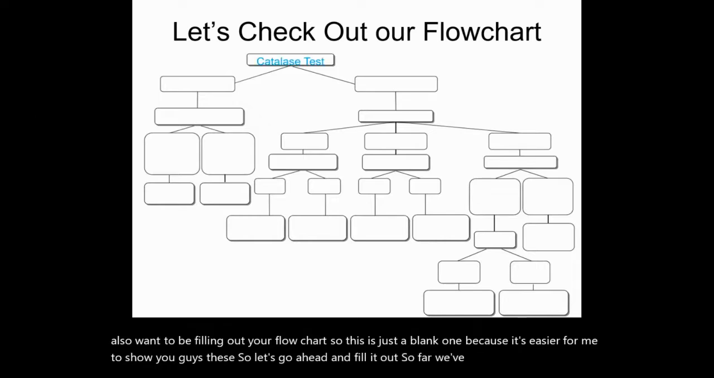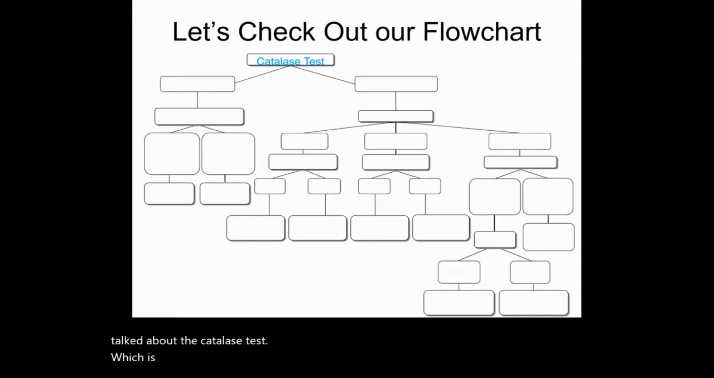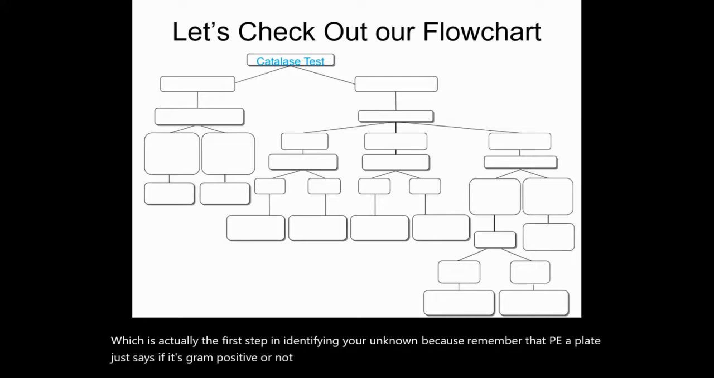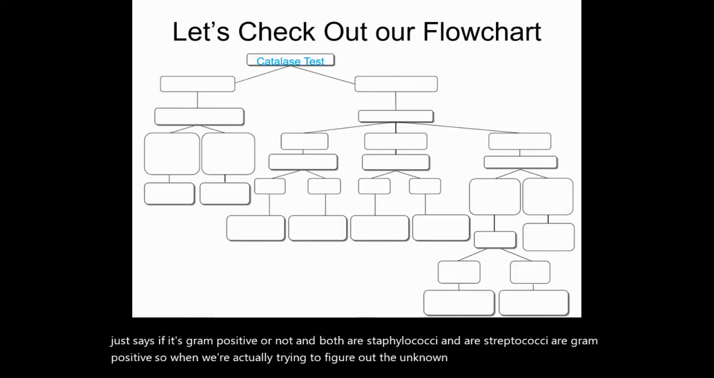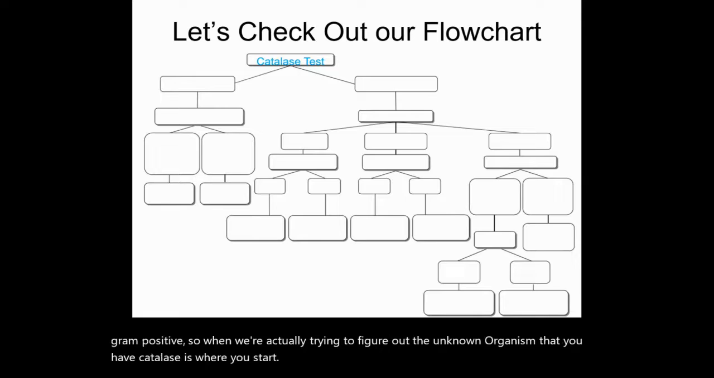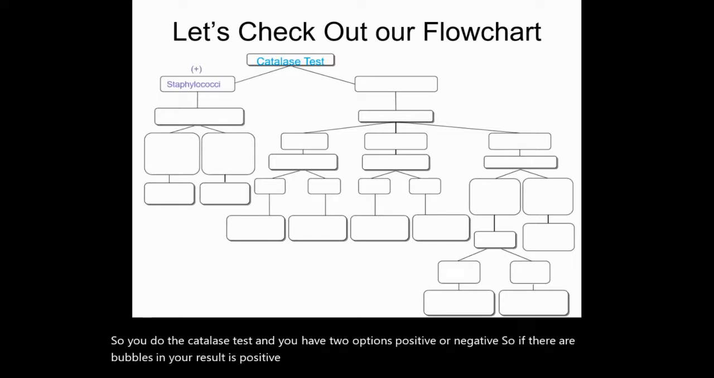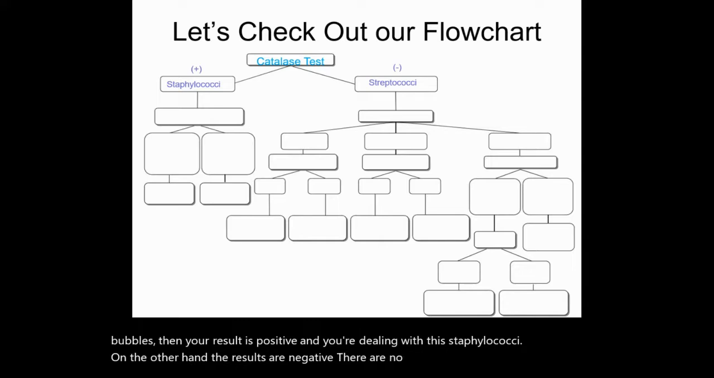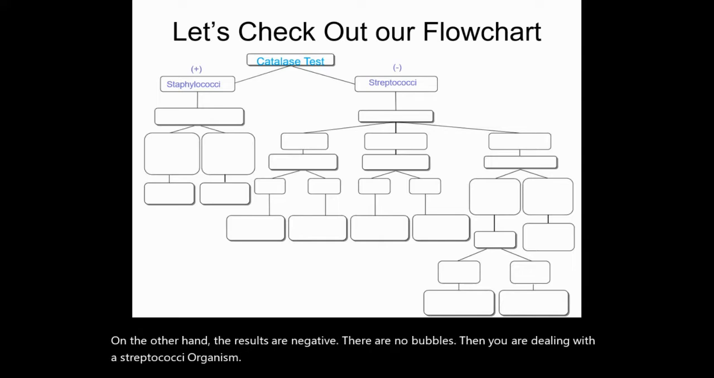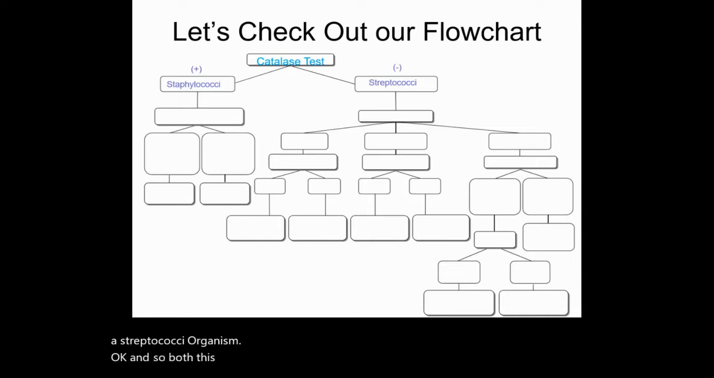So far we've only talked about the catalase test, which is actually the first step in identifying your unknown. Because remember that PEA plate just says if it's gram-positive or not. And both our Staphylococci and our Streptococci are gram-positive. So when we're actually trying to figure out the unknown organism that you have, catalase is where you start. So you do the catalase test and you have two options, positive or negative. So if there are bubbles, then your result is positive and you know you're dealing with a Staphylococci. If on the other hand, the results are negative, there are no bubbles, then you are dealing with a Streptococci organism. Okay, and so both this blank copy and a filled out version are available on Blackboard.